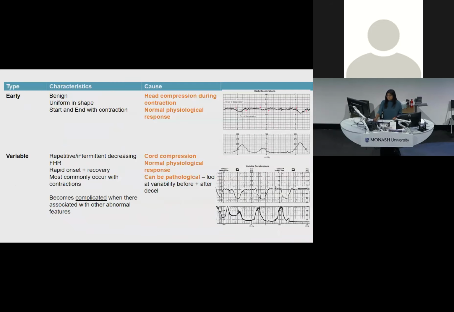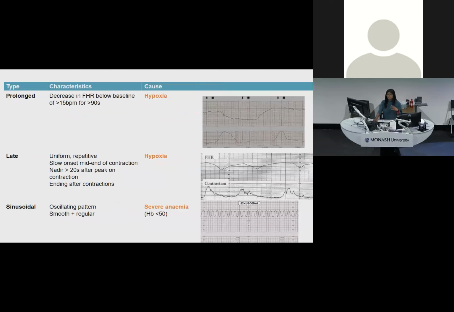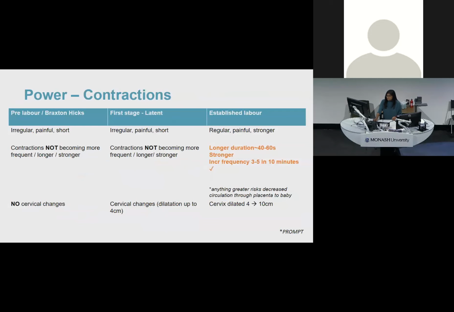And then decelerations. You've got early and variable decelerations. Both can be normal, both are normal physiological reactions. Early is due to head compression during contraction, and variable is during cord compression. Variables can be complicated if they're associated with other features on the CTG that are abnormal, so you might need to review them and always look at the rest of the CTG. Prolonged and late show different extents of hypoxia, and sinusoidal shows severe anaemia with a Hb of usually less than 50. Then you look at the power.